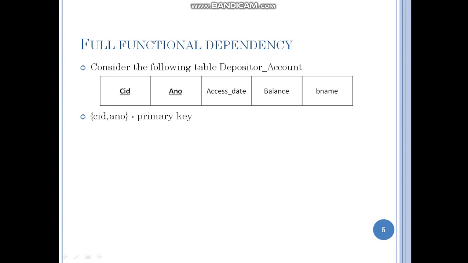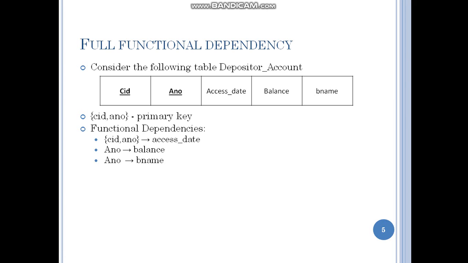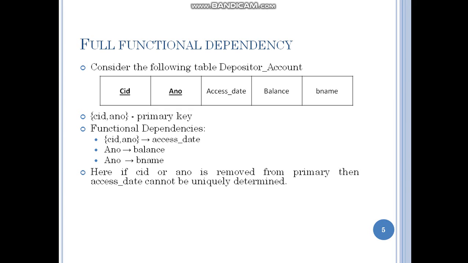Full functional dependency. Consider the following table, depositor account, with 5 attributes: customer ID, account number, access date, balance and branch name. Customer ID and account number form the primary key. The functional dependencies are: access date is functionally dependent on customer ID and account number, and balance and branch name are dependent on account number. Here, if customer ID or account number is removed from the primary key, then access date cannot be uniquely determined. So access date is fully functionally dependent on the primary key, whereas balance and branch name are not.